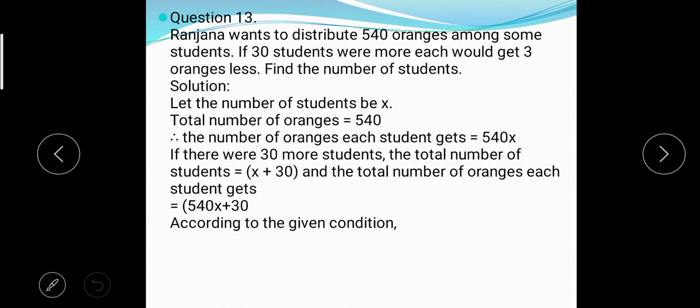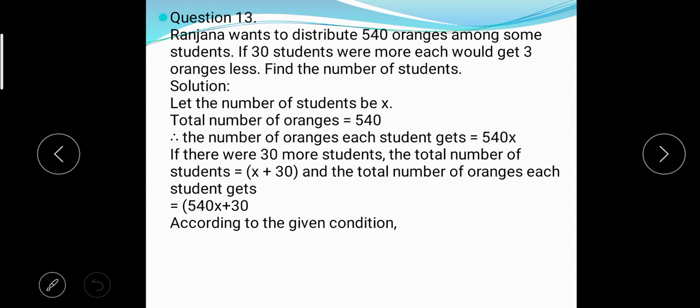Okay. Next, Ranjana wants to distribute 540 oranges among some students. If 30 students were more, each would get 3 oranges less. Find the number of students. Very simple.